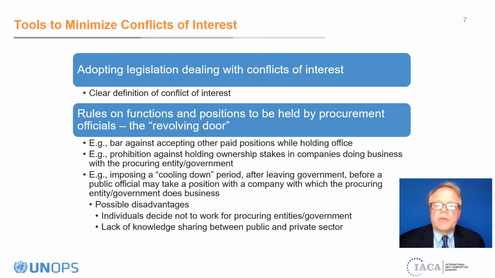So let's talk about some of the tools that can be used to minimize conflicts of interest. An important starting point is that the law, the legislation, or the regulations set forth clear definitions of conflict of interest, so that those who are dealing with conflicts of interest, the individuals involved or the corporations involved, can clearly mold their behavior in order to conform with the law. The rules on the functions and positions to be held by procuring officials regarding the revolving door, the movement from procuring officials into the private sector, should also be clearly defined.